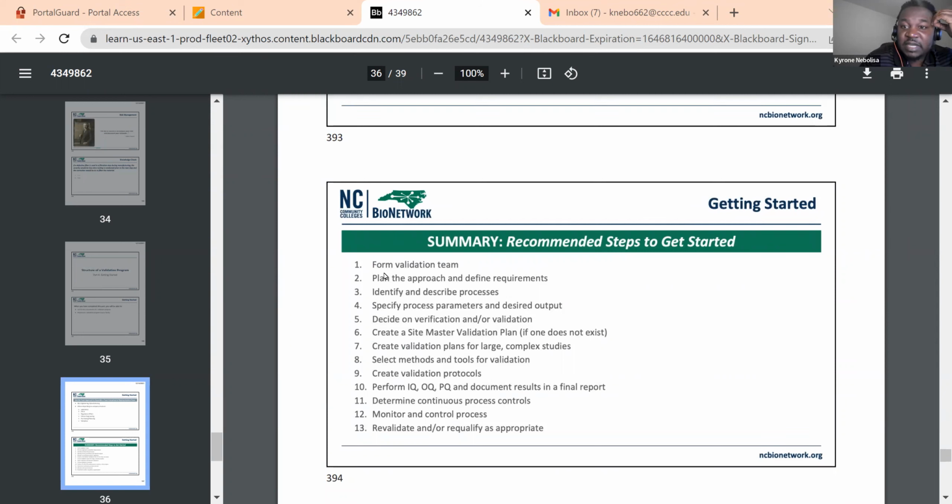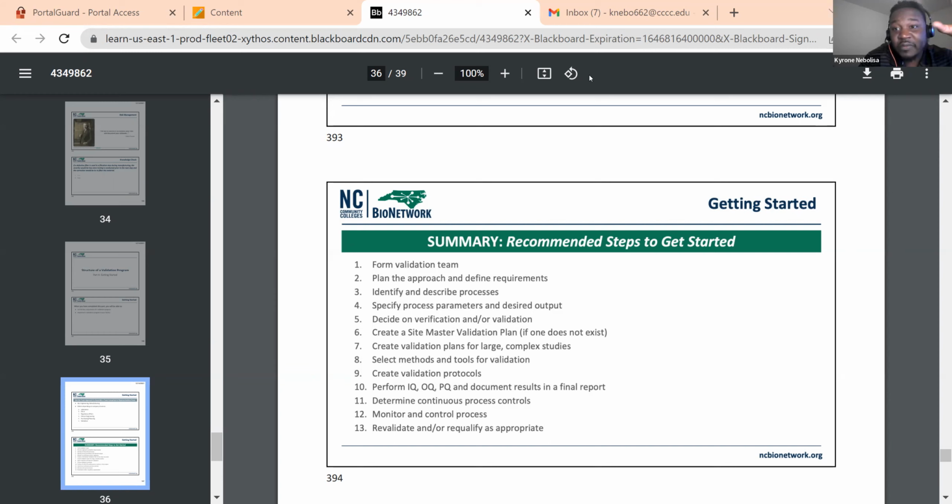So, summary: recommended steps to get started with your validation. You want to form a validation team. You want to plan the approach and define requirements. You want to identify and describe processes. You want to specify process parameters and desired output. You want to decide on verification or validation. You want to create a site validation master plan if one does not exist.